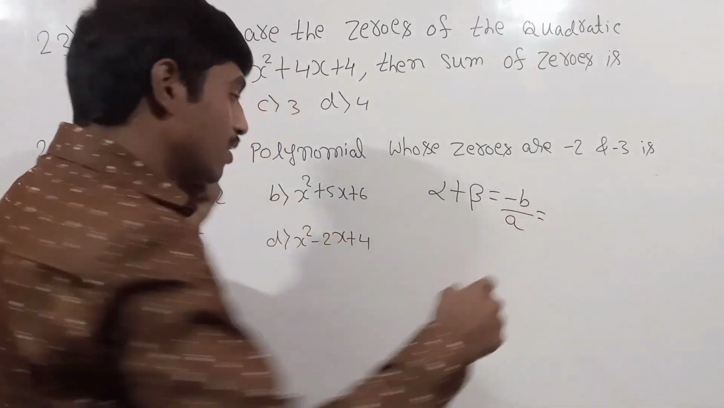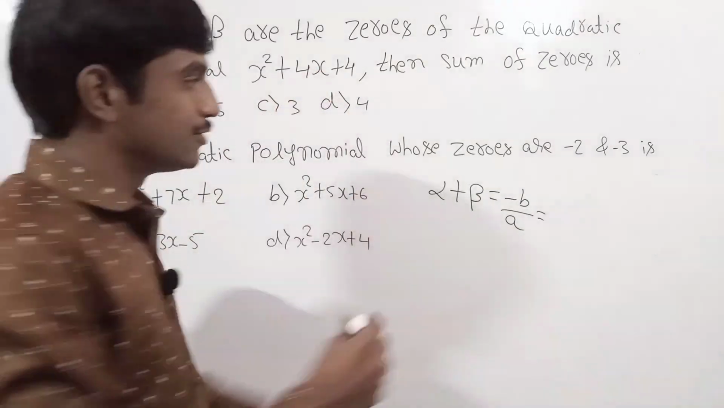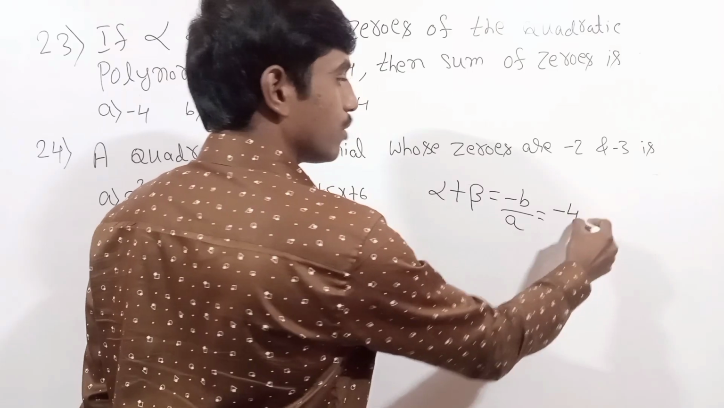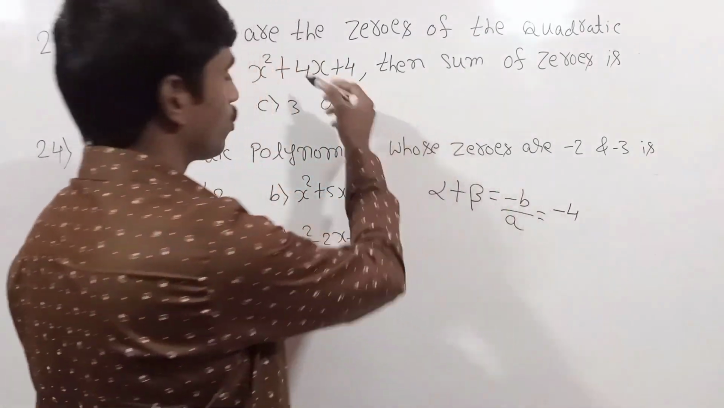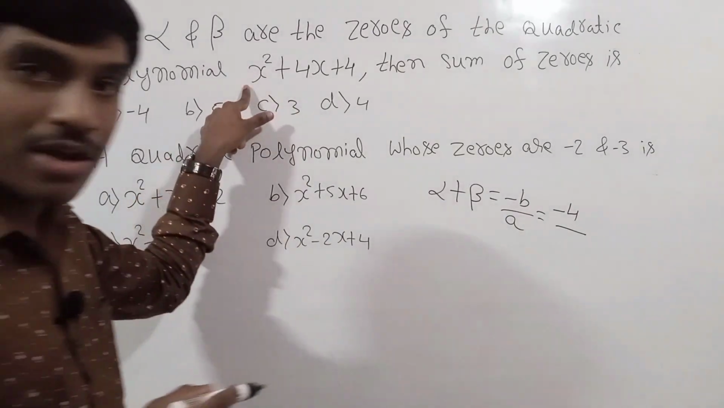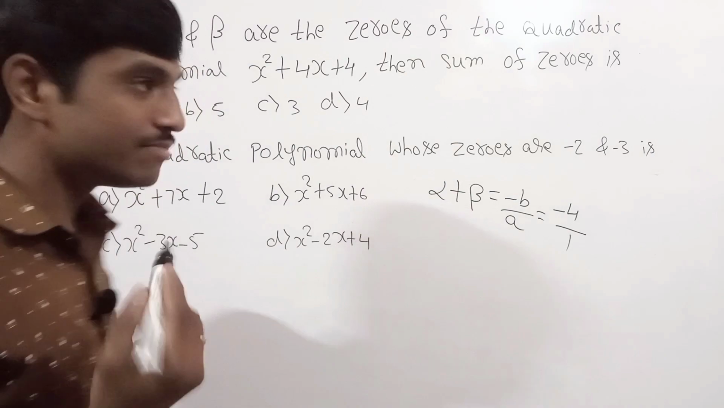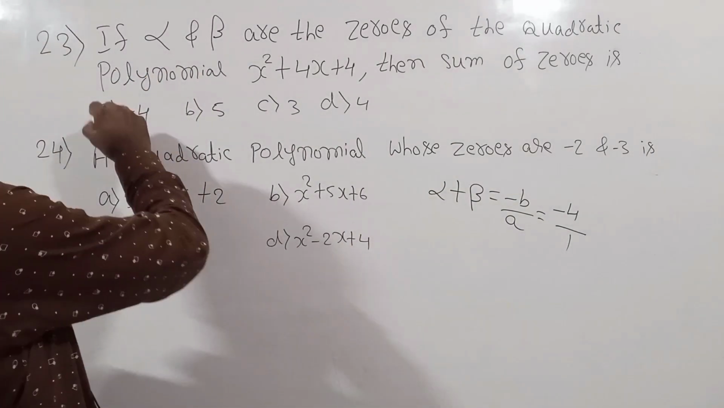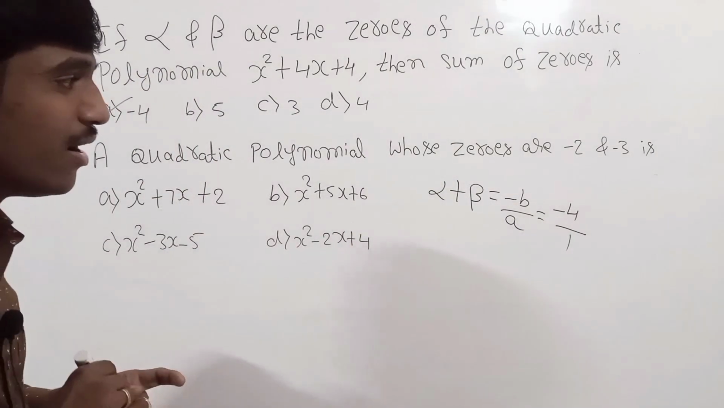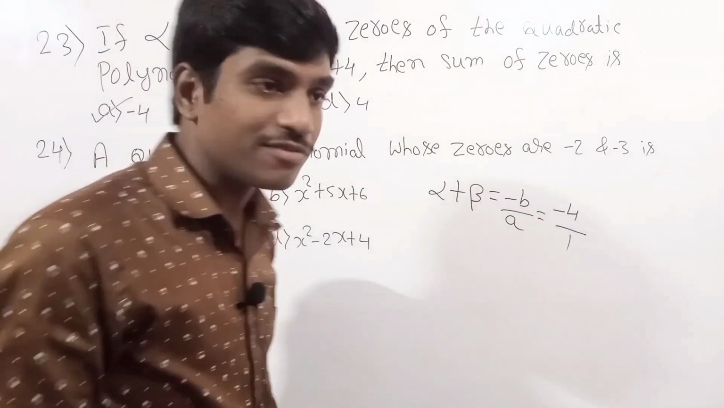As I told earlier, b is the coefficient of x, and what is it here? 4. So minus 4, divided by a, which is the coefficient of x square, which is 1 here. So minus 4 by 1 is minus 4, and the answer is option A. So in this way, they will give questions like this. Instead of sum of zeros, they might give product of zeros.